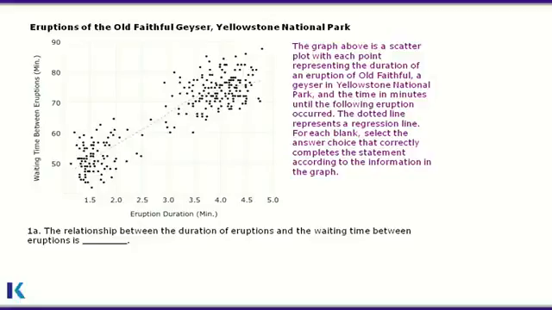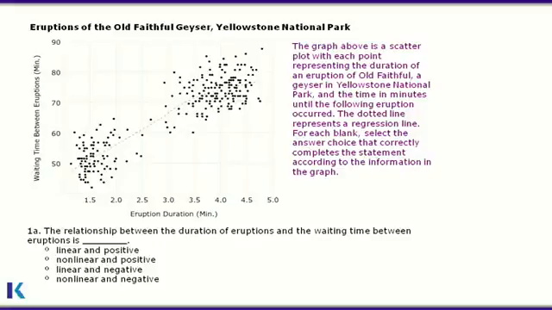First, read and paraphrase the sentence with the blank. It asks about the relationship between the duration of eruptions and the waiting time between eruptions, which means that you're looking for a pattern in how the data points are arrayed on the graph. Before attempting to predict an answer, scan the answer choices. Here you see the words linear, nonlinear, positive, and negative, which indicate that the regression line may take the shape and slope of a line.